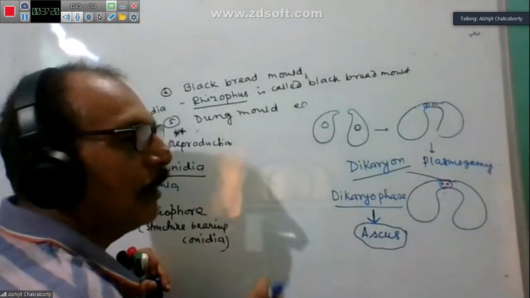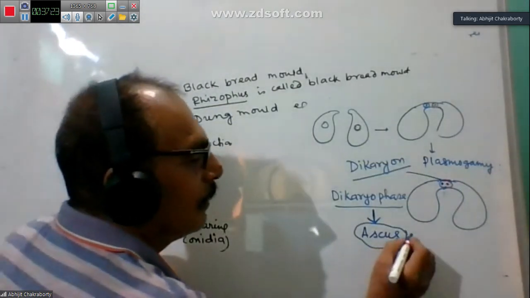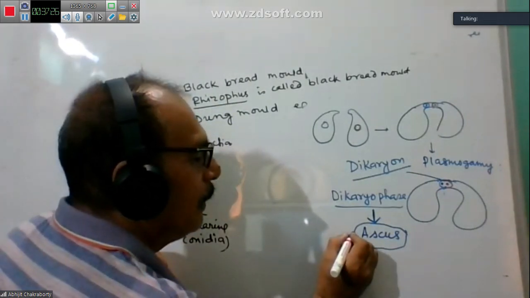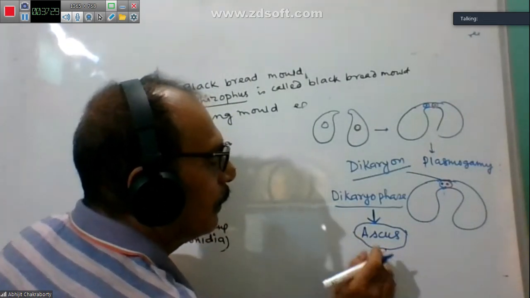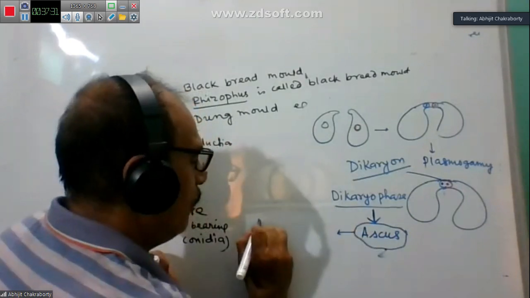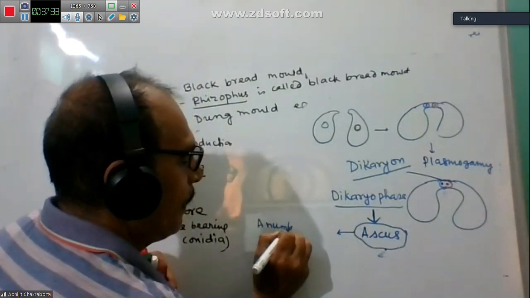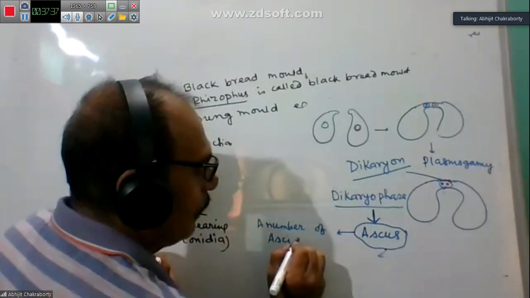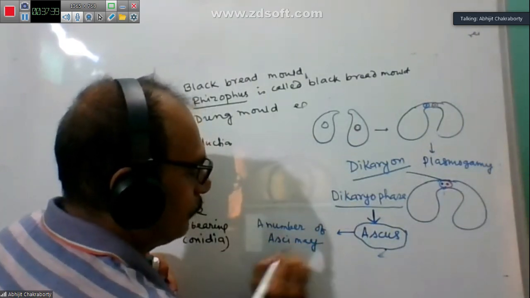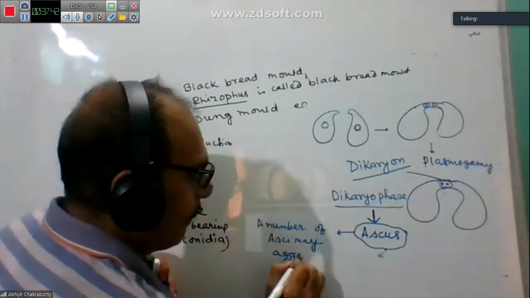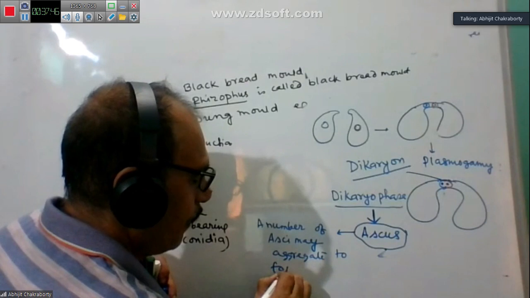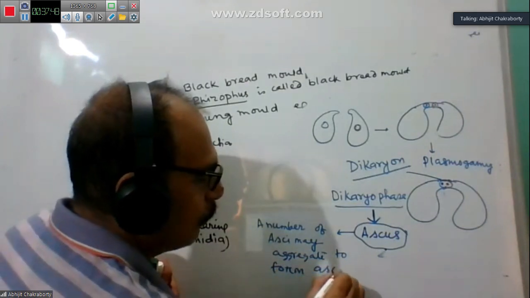Ascus may occur singly or a number of asci may aggregate to form ascocarp.